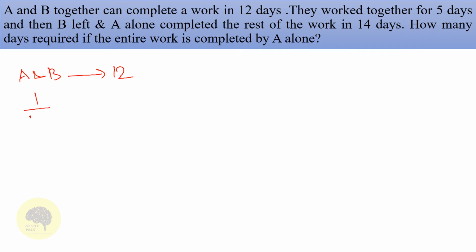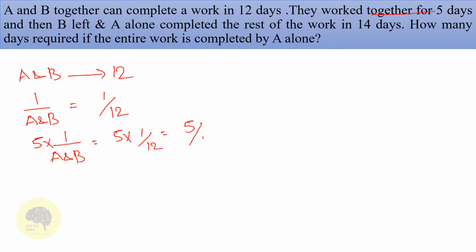From this we can say the work done by A and B in 1 day is 1 by 12. And in the question it is stated that A and B work together for 5 days. So we have to find the work done by A and B together in 5 days, which is nothing but 5 multiplied by 1 by 12. Therefore, 5 by 12 is the work done by A and B together in 5 days. And from this we can easily say the remaining work, which is 1 minus 5 by 12. Therefore, 7 by 12 is the remaining work, which is done by A alone.